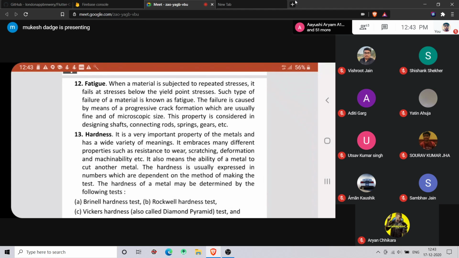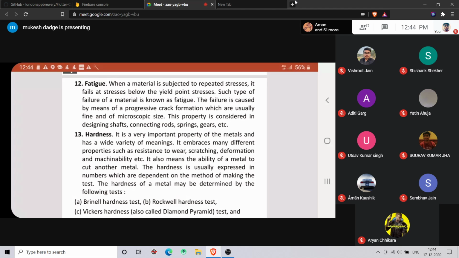The failure is caused by means of progressive crack formation. What is this progressive crack? First some cracks will be generated on the surface and they propagate in some directions inside the material. Progress हो जाता है वो crack का, which are usually fine and of microscopic size. This property is considered in designing shafts, connecting rods, springs, gears, etc. So fatigue life calculation is very important as far as your product's life is concerned.